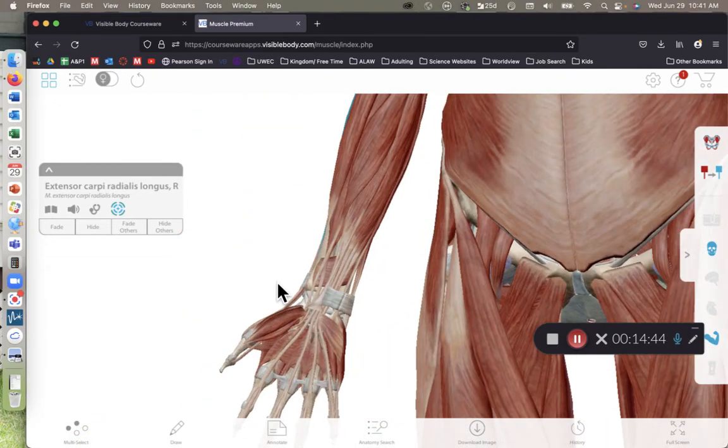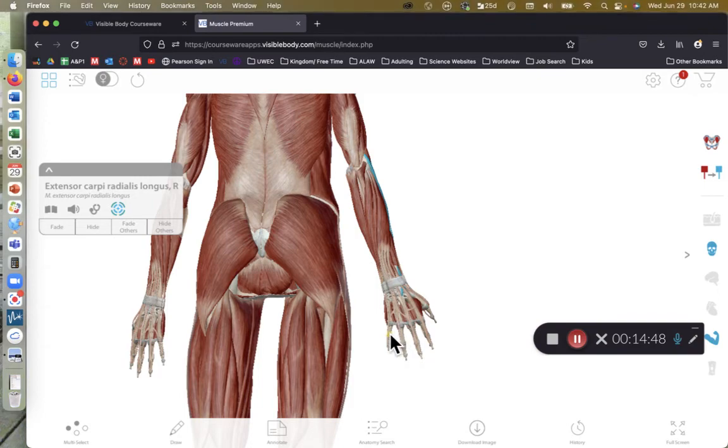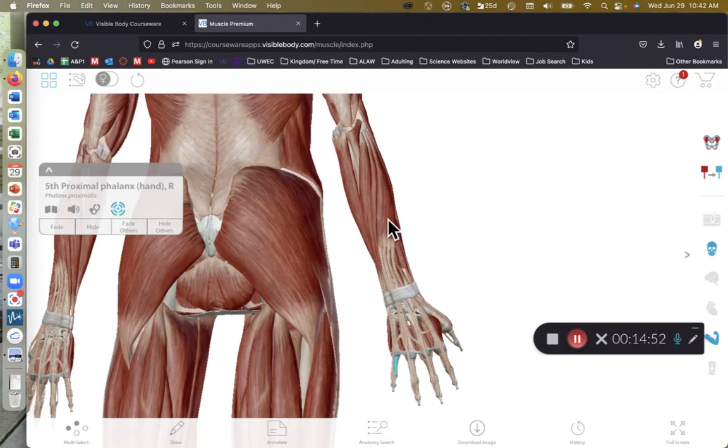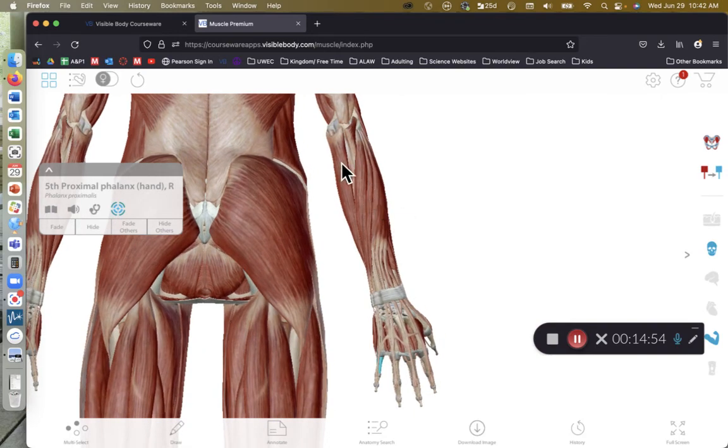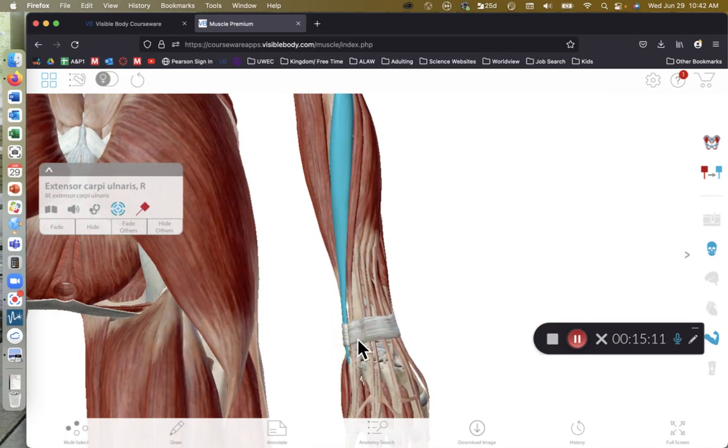And then we have the Extensor Carpi Ulnaris. The ulna is going to be on the pinky side. Here's one of the bones of the pinky. So as we're looking at the Extensor Carpi Ulnaris, it's going to be right here. So it's going to be on the posterior of the forearm, and it has an insertion point that's on the posterior of the wrist and hand, and it goes over the ulna.